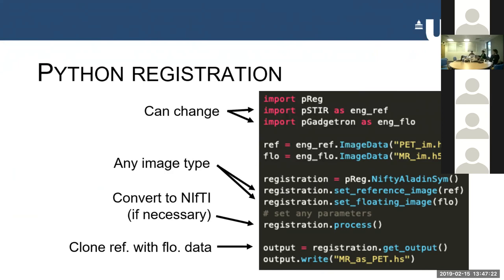And the reason you would want to do that is, in this example, I've said I want to be doing, say, a PET reconstruction, and I want to be using an MR prior. So I'm going to register the two of them, and then I want my MR image to be in the STIR image format. So that's why here my reference is a STIR image, my floating is my MR image. And so at the end, I'm going to create a STIR image that has the voxel values from my MR image. So does that make sense?